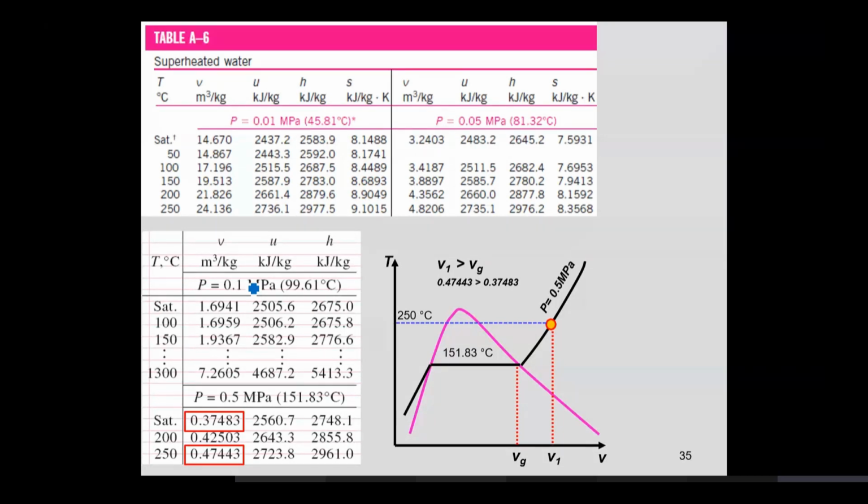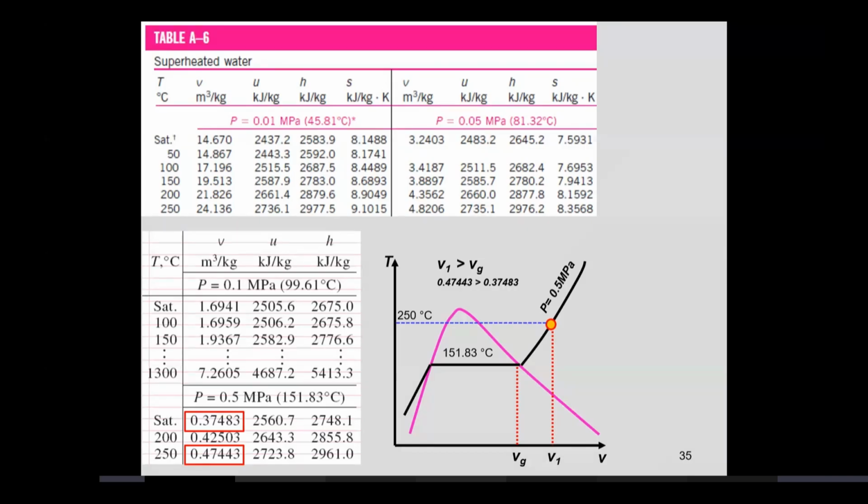Yes, sir. All right. Now moving on to the compressed liquid table. Sir, I did not understand this last point, this 0.3 value.